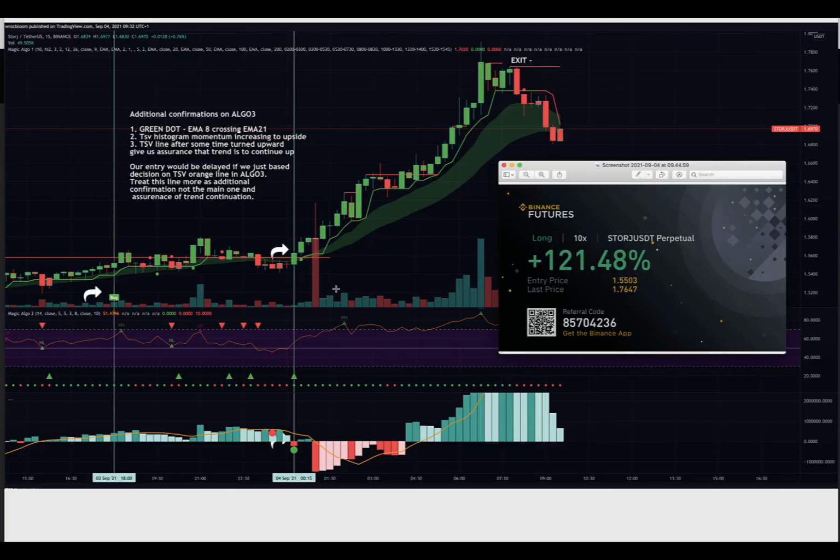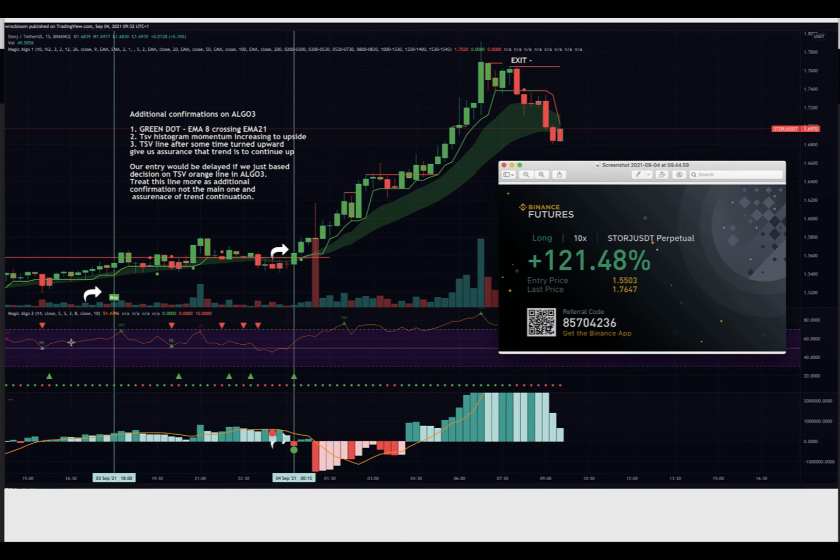I would like to show you an example of my recent trade using Magic Algo. So this is Store J, a cryptocurrency again. And I can see here on this chart I had the buy signal. Yes, you could have opened your position to go long here based on this information already. So that was your possible entry over here.